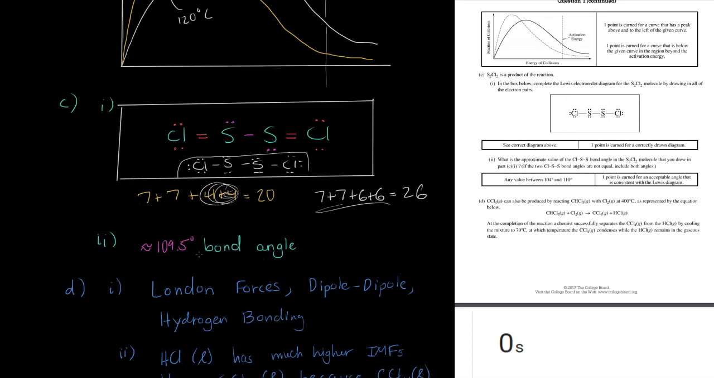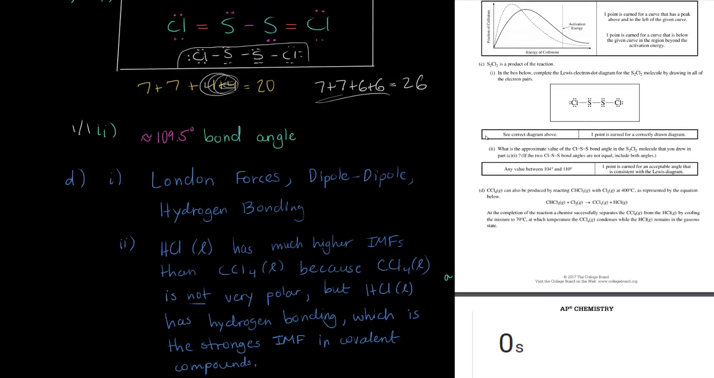Luckily, coming back, I did end up changing the bond angle to be better, 109 degrees. So 1 point is earned for an acceptable angle that is consistent with the Lewis diagram. At least the Lewis diagram I gave, despite being wrong, is consistent with this. So I'm going to get 0 out of 1 points here, but 1 out of 1 points here. Okay, not bad. I mean, sorry, bad, but not that bad. Okay.